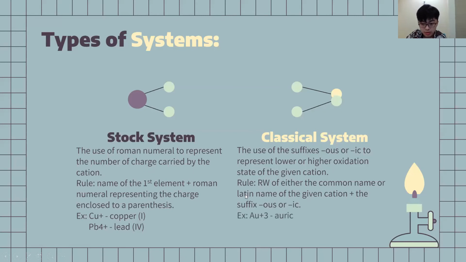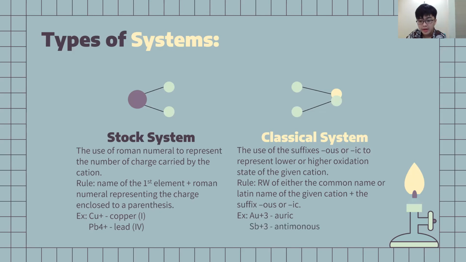So here are the examples. First, we have Au and it is +3. So the oxidation number of Au is either +1 or +3. And here it is +3, so it uses the higher charge. If it is higher charge, we need to use the suffix -ic. And gold's Latin name is aurum. So aurum plus -ic, which is auric.